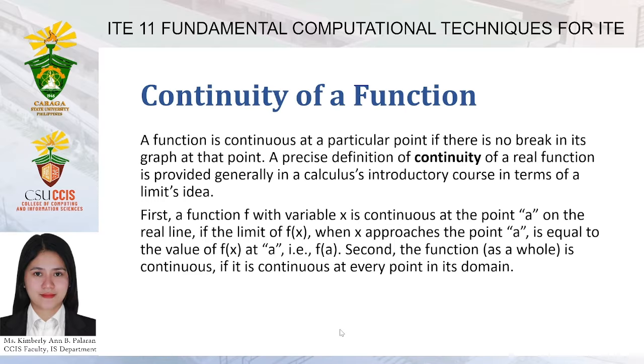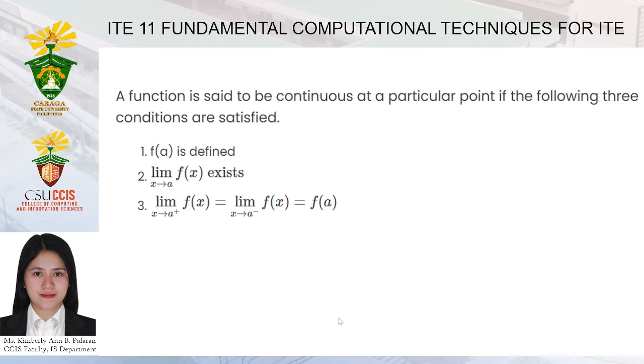Let's talk about continuity of a function. How do we know if a function is continuous or not? A function is continuous at a particular point if there is no break in its graph at that point. Many functions have the property that you can trace their graphs with a pencil without lifting. So, for example, if you graph and your graph is not broken, or you don't lift your pencil, technically, that is a continuous function. Here are some conditions that should be satisfied in order for us to say that a function is continuous. These three must be satisfied. We'll come back to that later on.